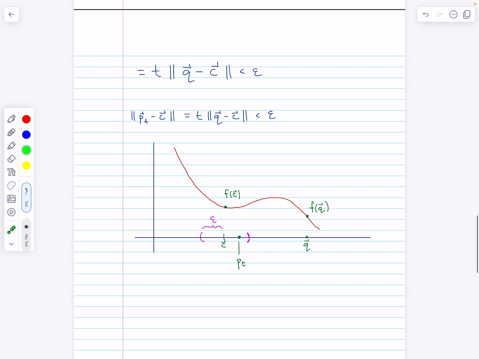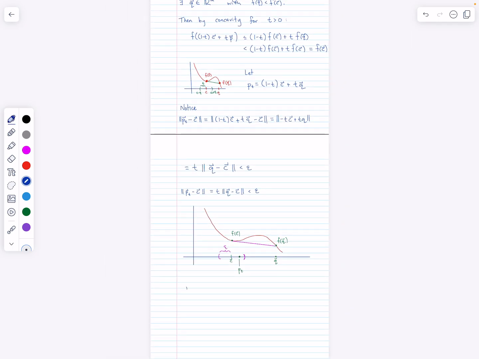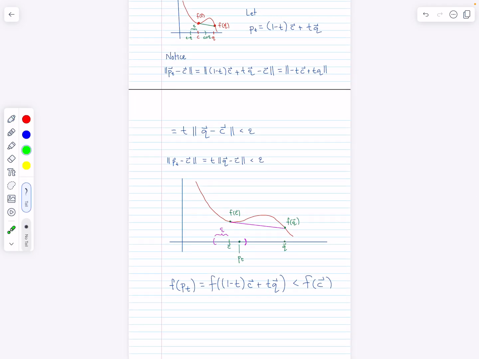Okay, well, why is that helpful? Well, I know from what I proved above that the value of the function at p of t, which is just the value of the function at (1 minus t) c plus t q, this thing, remember up here, I proved that this thing here is less than f of c. Okay, so notice what I've done is I've shown that no matter how small of an epsilon window I pick, some little window here, I can always pick a point p of t that lives within that window, and the value of the function at p of t, which is this thing here, is always going to be less than f of c. Okay?